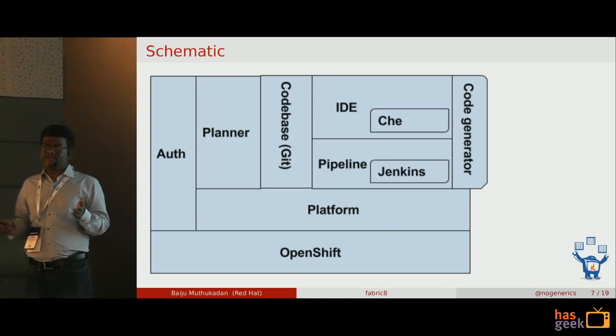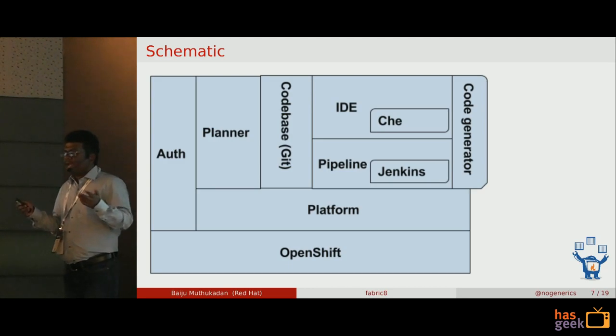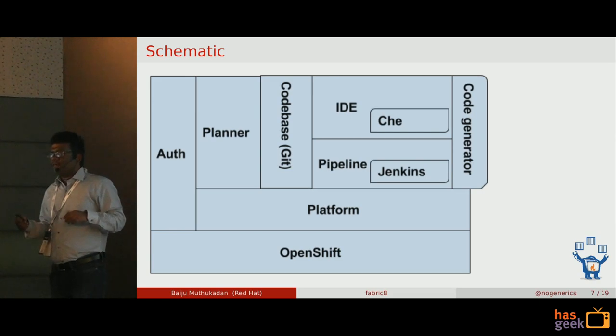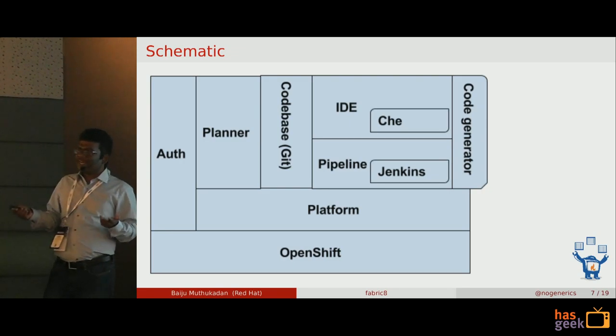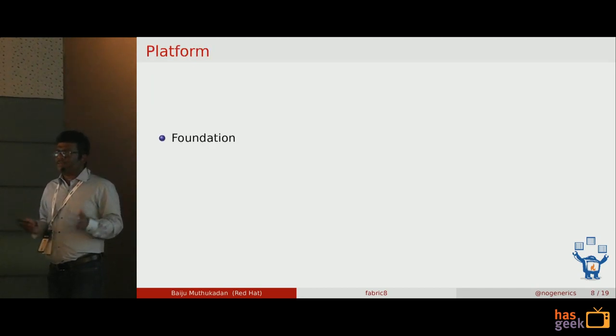So this is a typical schematic of this platform. The underlying technology that we are using here is OpenShift, which is the PaaS platform. And then we have built our own platform on top of that. And then there are other components like an authentication layer, and then Planner, which is basically the planning part, and a code base, where you can manage Git, and a full-fledged IDE, a pipeline, which is built on Jenkins, and a code generator. These are all provided by Fabric8.